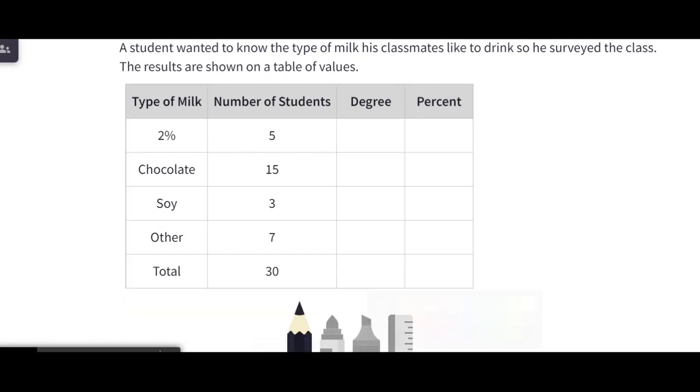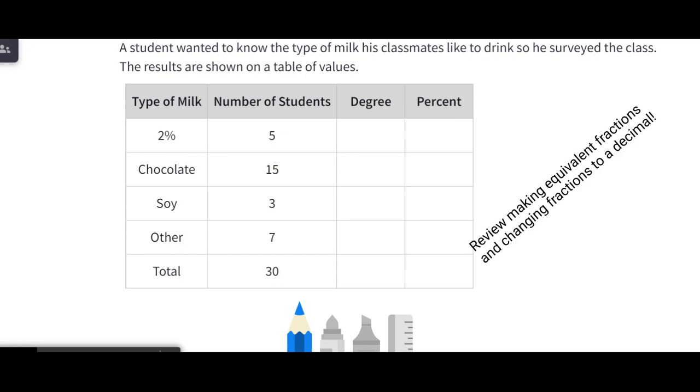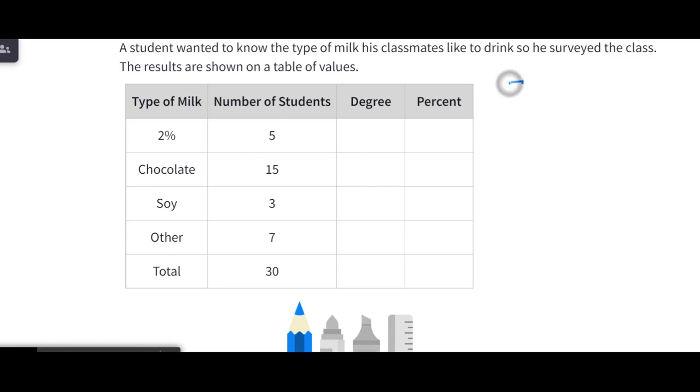Right over here on this side, I'm going to do some work. To calculate degree, we know that a full circle has 360 degrees. This is where I set up my equivalent fractions, or equivalent rates or ratios. So we have 5 students out of 30, and we're going to change this number of students to degrees. The total number of degrees is 360. Notice total with total. This is number of students, this is a full circle, how many degrees, and this is our x value.